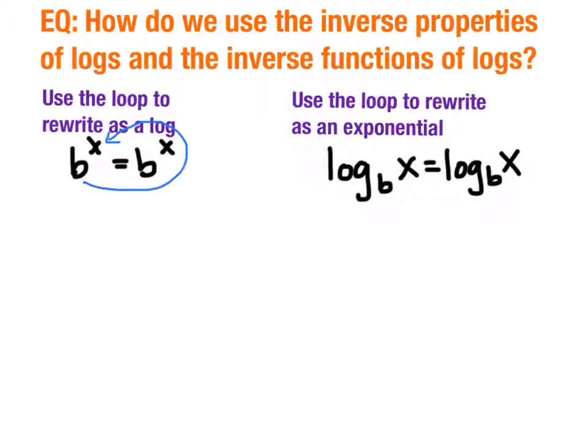So now this says, remember exponential turns into a log, that the log base of what? What did I start my loop with? B. With that b. So log base b of, what was on the other side of the equal sign? B to the x, right? So log base b of b to the x equals what? x. Equals x.